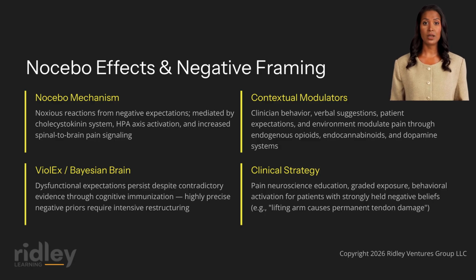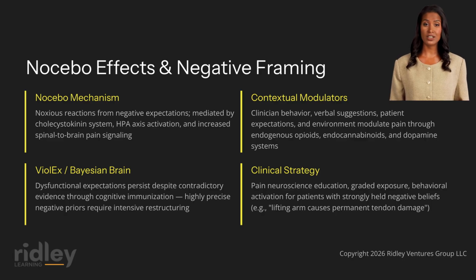The Violex model and Bayesian brain perspective suggest that dysfunctional expectations can persist despite contradictory evidence through cognitive immunization strategies, particularly when prior beliefs are held with high precision. For example, a patient may believe that lifting the arm leads to permanent tendon damage, and even after lifting the arm without damage occurring, the belief persists.